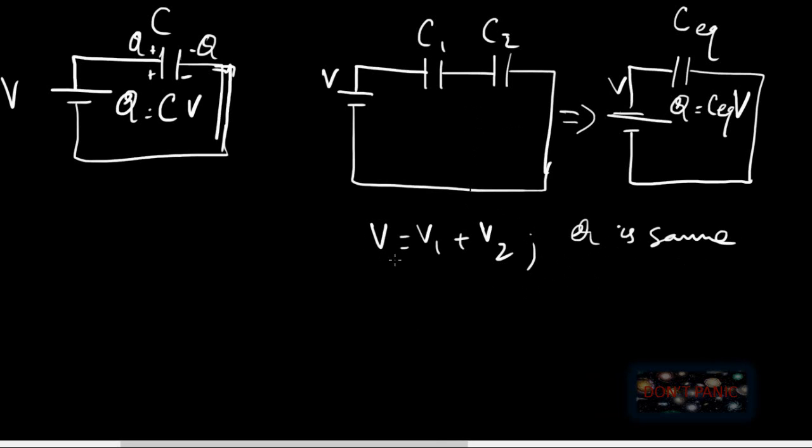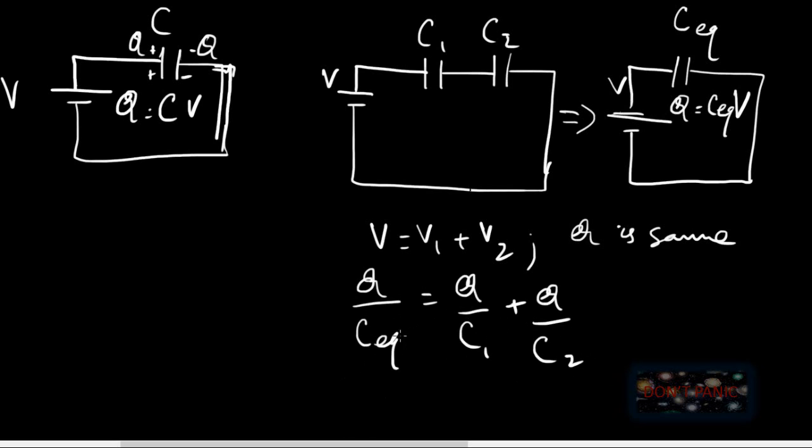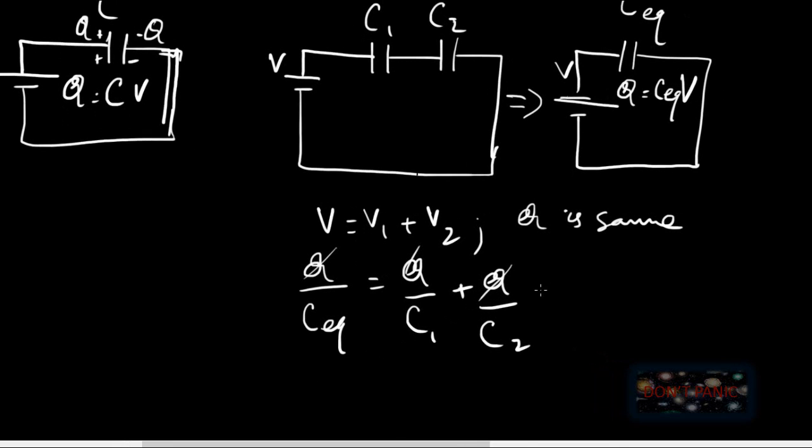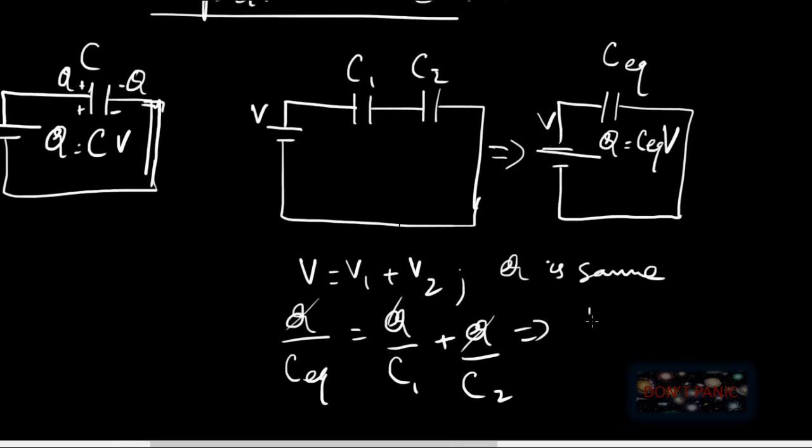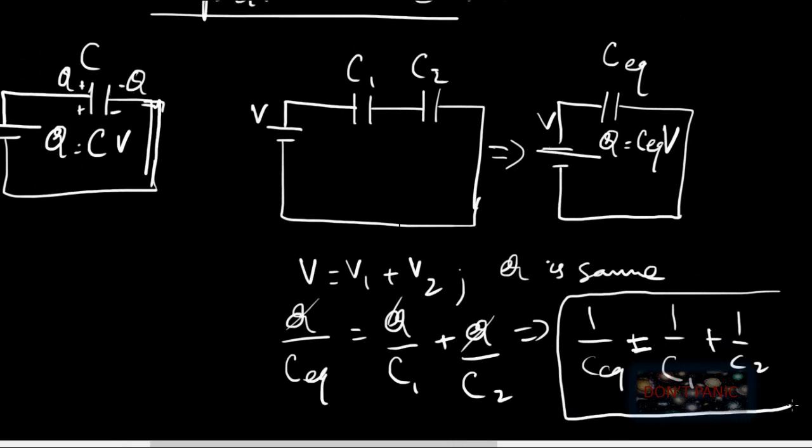Okay, so we know that V is equal to, from this picture here, Q over the equivalent capacitance. And V1 is equal to Q over C1, and V2 is equal to Q over C2. So the Q's cancel, and we're left with 1 over C equivalent is equal to 1 over C1 plus 1 over C2. This is how you find the equivalent capacitance of capacitors in series.